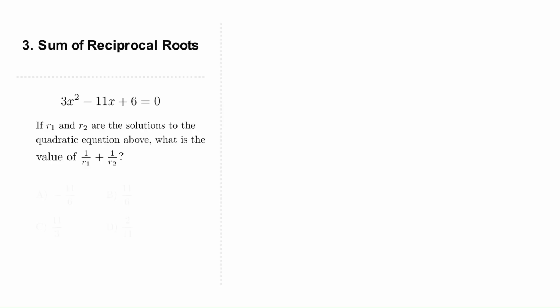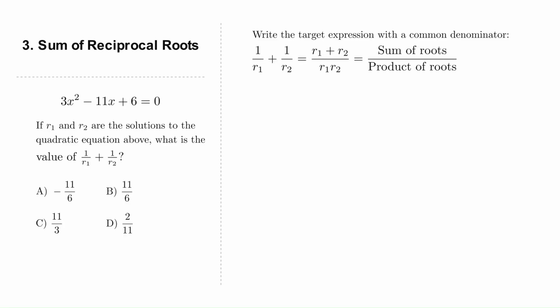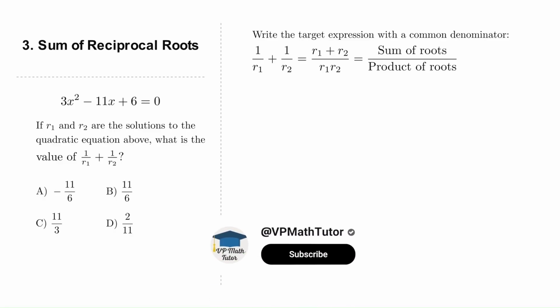In this example, we'll use Vieta's formulas to find the sum of the reciprocals of the roots. Rather than solving for the individual roots, let's first rewrite the sum of the reciprocals of the roots. By finding a common denominator, we get an expression that has the sum of the roots in the numerator and the product of the roots in the denominator. Now we can use Vieta's formulas to find each part of the fraction.